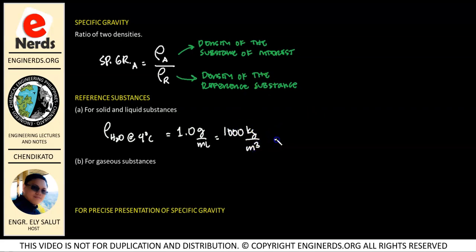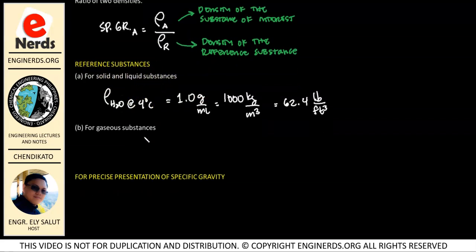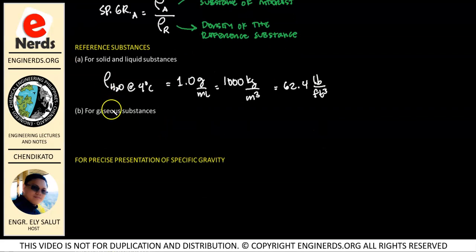Or in English units, this is equal to 62.4 pounds per cubic foot. Okay, so ito yung usually na ginagamit nating reference substance when we are dealing with solids and liquid substances. But how about if we are dealing with gaseous substances?